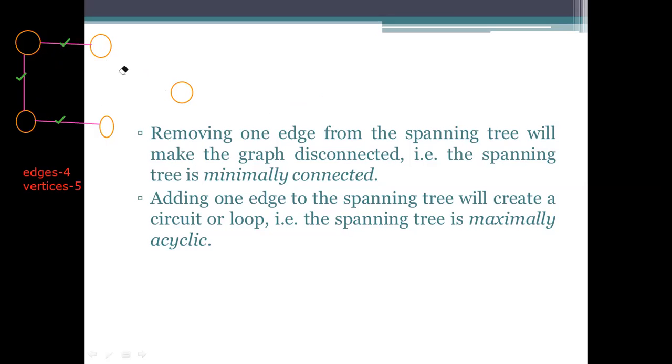What happens here? This node will become isolated, and the graph we are using here is specified as a disconnected one. That type of tree representation is considered a minimally connected graph. If not, if you want to try to add one edge to that one.